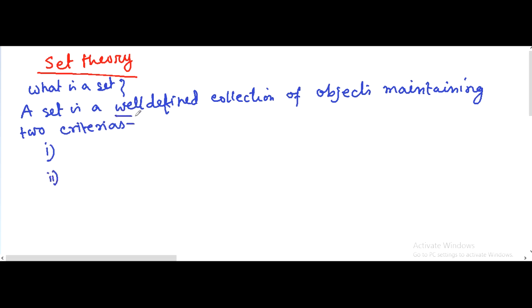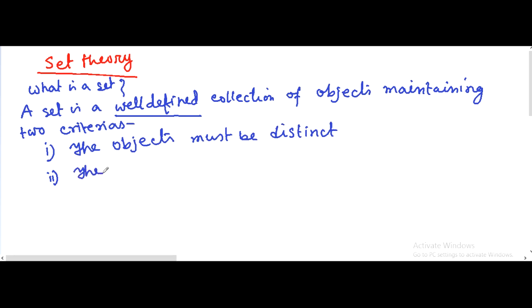Now what does it mean by well-defined? I will discuss it later. First I am telling about the criteria. Number 1, the objects must be distinct. And number 2, the objects are independent of order.